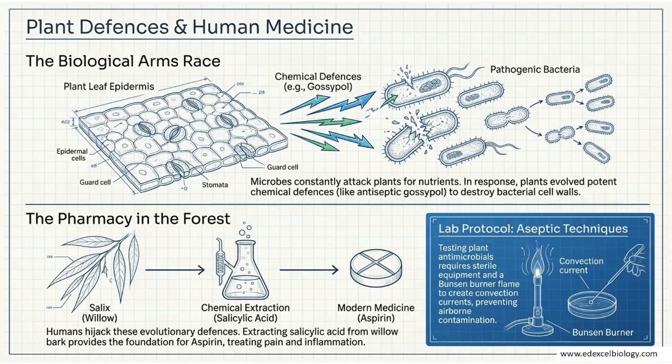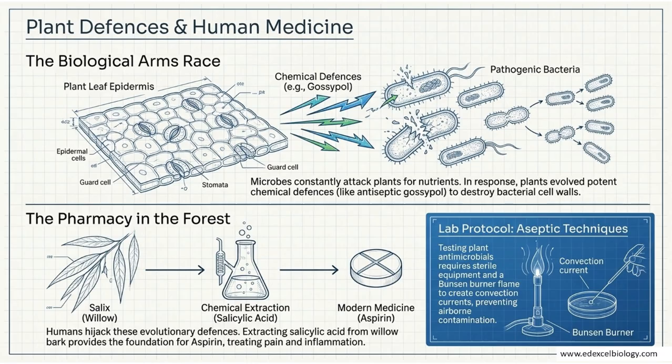Like cotton plants, they produce a phenol called gossypol that acts as a potent natural antiseptic against microbes. And willow trees flood their bark with salicylic acid to fight off pathogens. Humans figured out centuries ago that chewing on that willow bark relieved physical pain. Right. And eventually chemists extracted that defensive compound, tweaked the molecule slightly to make it less irritating to the human stomach, and created acetylsalicylic acid, which we know today as aspirin. It's amazing. A plant's localized immune response was reverse engineered into a global painkiller taken by millions every single day.